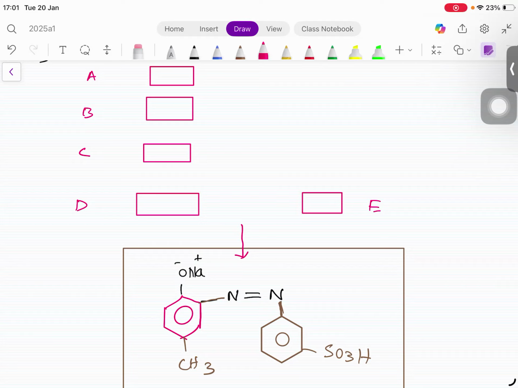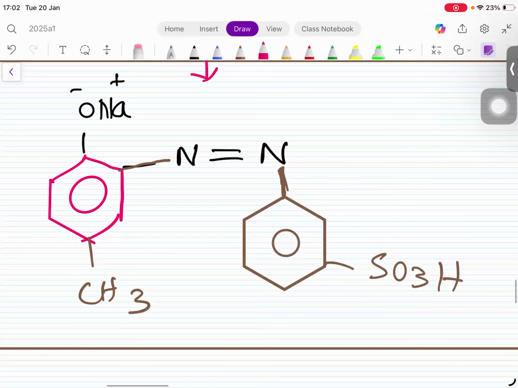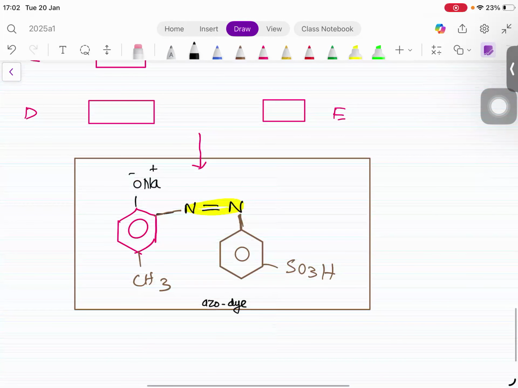Now look at this. First, I have to look at this compound closely. As soon as I see the azo group, I understand that this is an azo dye. An azo dye always has two parts. One part comes from either phenol or phenylamine, the other part comes from BDC. So now I have to understand which part comes from BDC and which part comes from phenol.